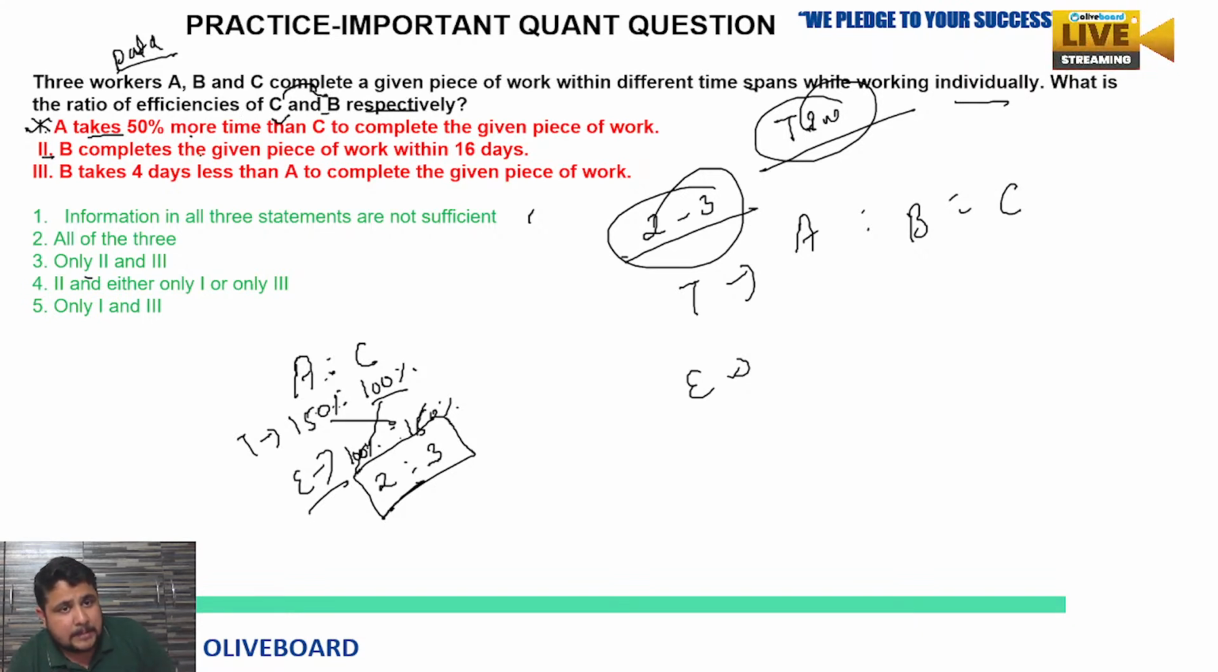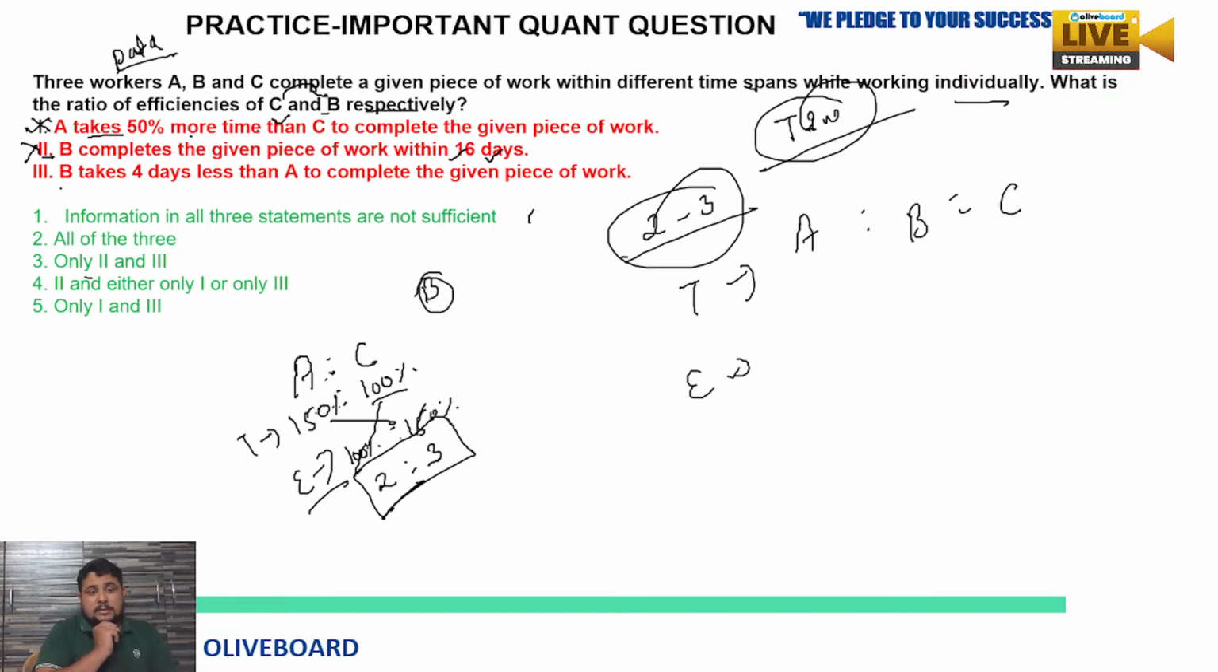Second one, B completes the given piece of work within 16 days. Now, what are they saying? B is completing a task in 16 days. So they are talking about only B. Nothing else is given. So we can't decide about C, because our target is to calculate the efficiency of C and B. So in the second statement, they are only talking about B, in how much time B is completing the whole task. Okay. So 2. Okay, Vaishali says 2.